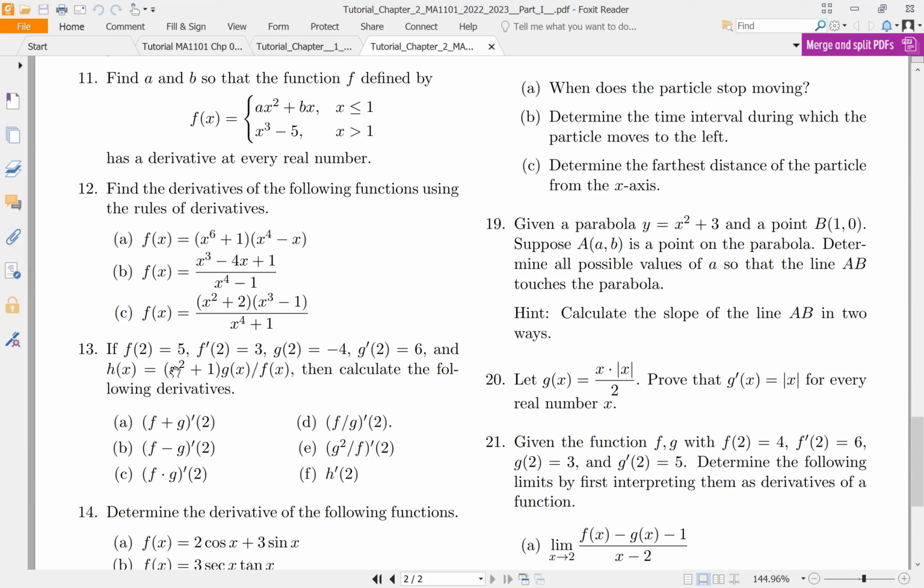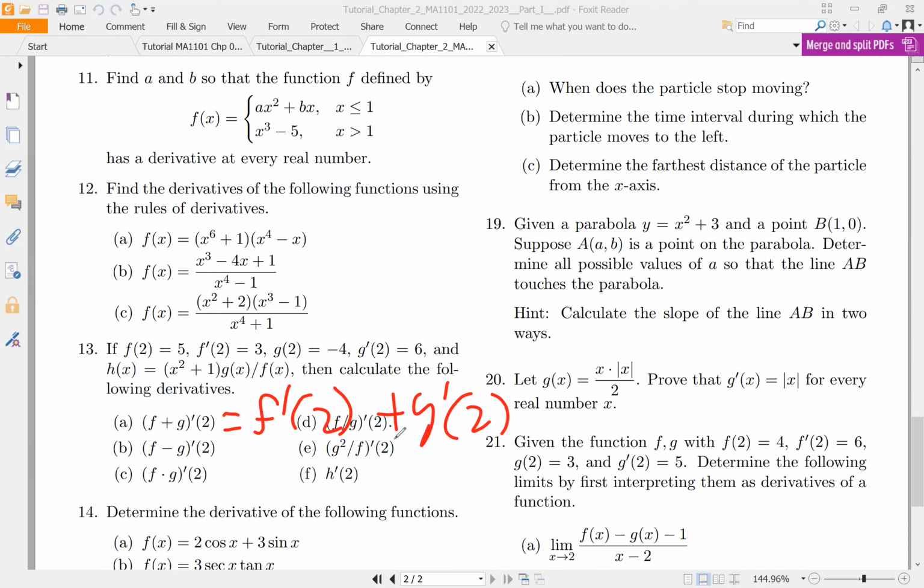So you have to know how to calculate the operations of these two functions, let's say the sum, the subtraction, the product, and the ratio as well, by using the rules for finding the derivative. For example, in number 13 here, 13a, if you want to know the derivative of f plus g at 2, it is simply f prime of 2 plus g prime of 2.